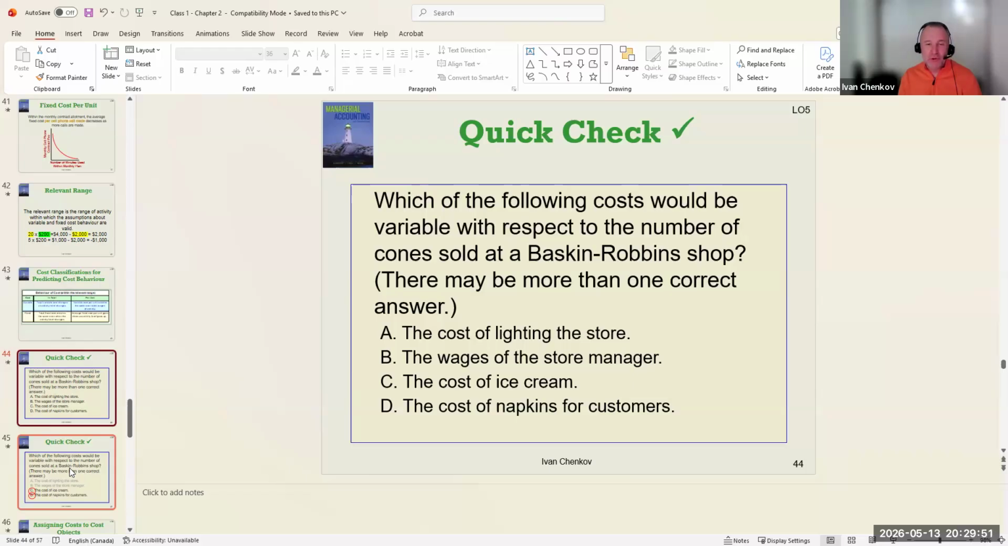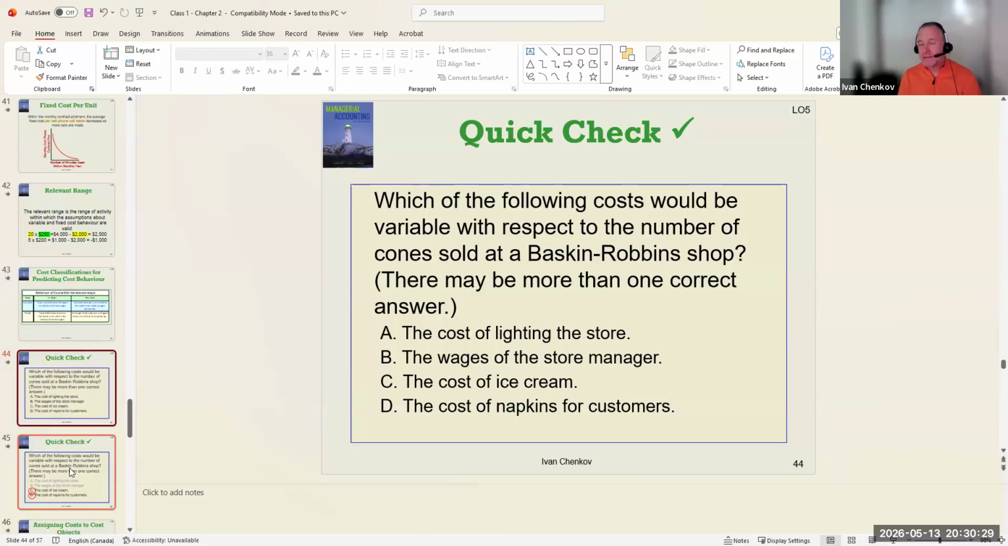How about the wage of the store manager? It's a totally fixed cost. It doesn't matter how many cones you're going to sell, you still have to pay the manager. How about the cost of the ice cream? It's a variable cost, right? The more cones we're selling, the more ice cream we have to buy. How about the napkins? Variable cost, right? Because we have to put napkins on every cone. The more we're selling, the more we use.